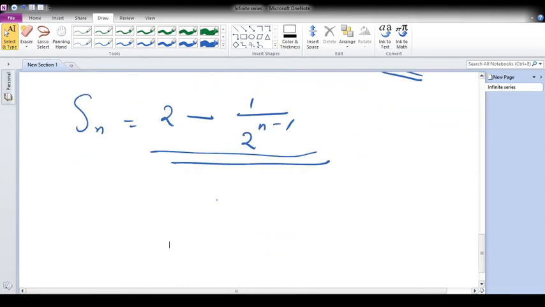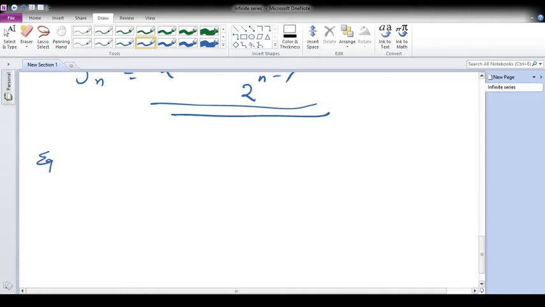Next example is summation ai, i equal to 1 to infinity, where ai equal to minus 1 power i.